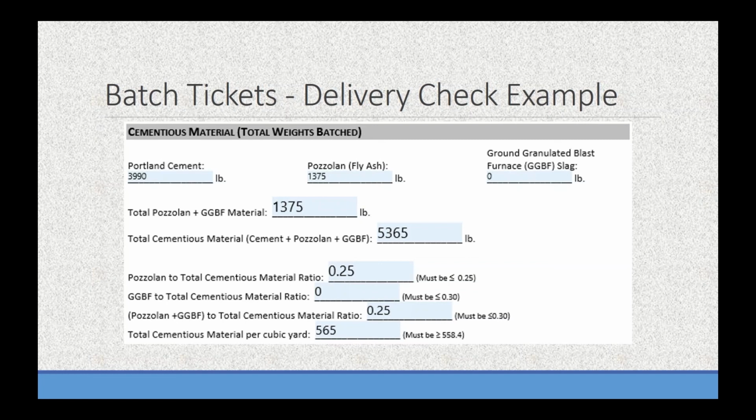Also note to the left here in the parentheses, we have must be greater than 558.4. That incorporates the ASTM batching tolerances that are also in Spec 4, so I'll touch on that a little later, but 564 minus 1% is the batch tolerance for cementitious material, so that incorporates that 1% batch tolerance.